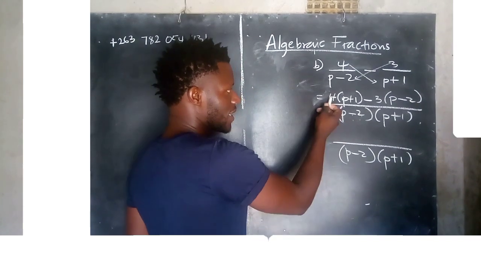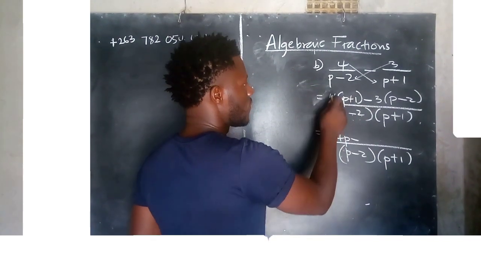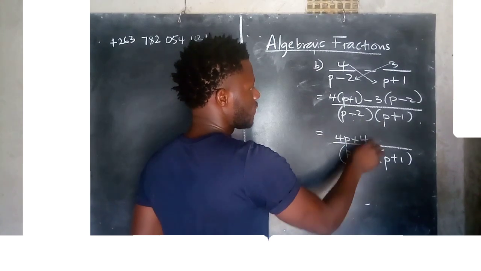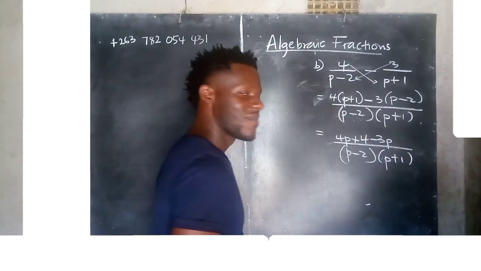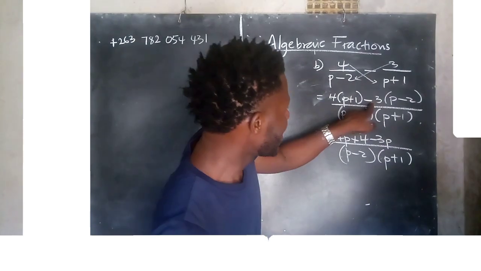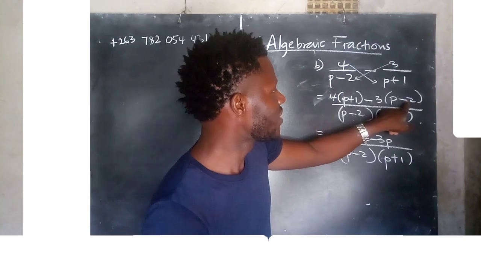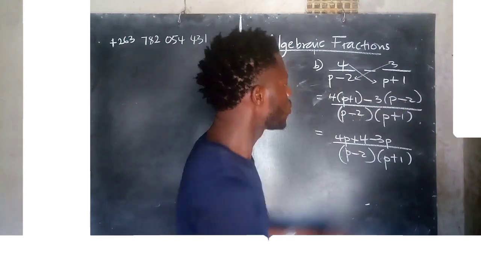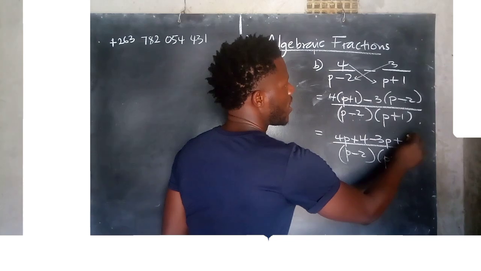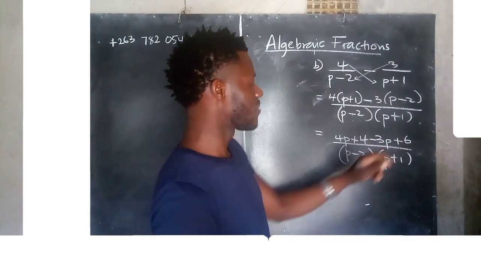So let's remove brackets on the numerator. 4 times p, 4p. 4 times 1, we get 4. Minus 3 times p, we get minus 3p. Remember that technique: when we have a negative sign outside brackets, the sign inside brackets will change. Minus 3 times minus 2, we get a plus 6. Always take note of this, minus and minus gives a positive.